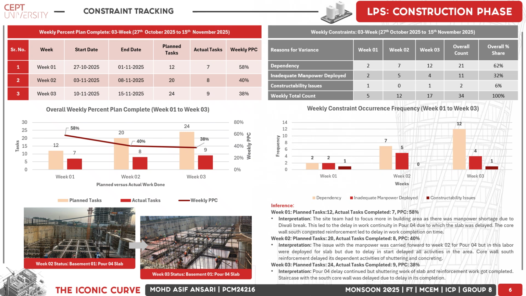Week 1 delays stemmed from manpower shortage post-Diwali. Week 2 faced continued delays in Port 4 due to the same reason, manpower shortage post-Diwali, and Week 3 saw reinforcement congestion in core wall, slowing slab and staircase works. These insights strengthen our understanding of how the last planner system will help in corrective planning and improving workflow reliability.